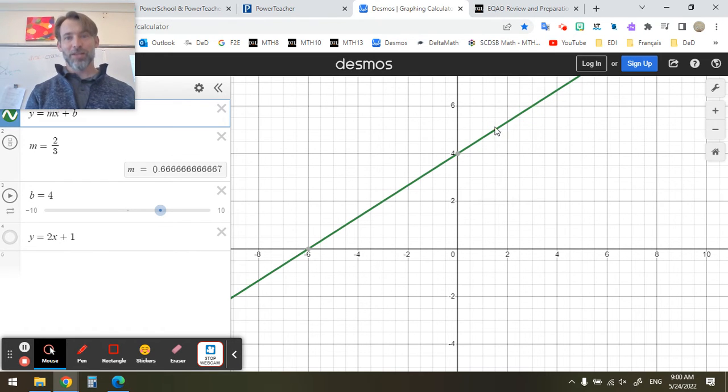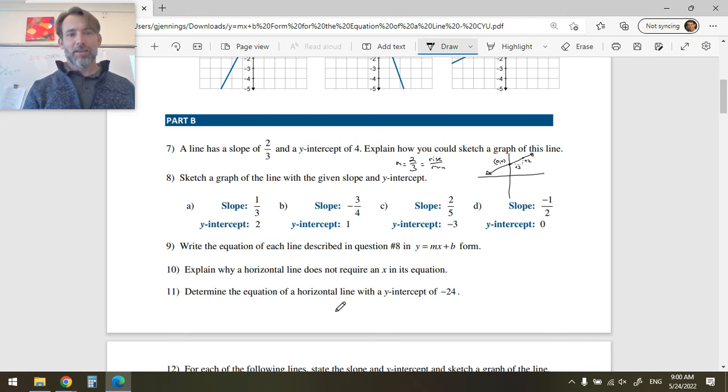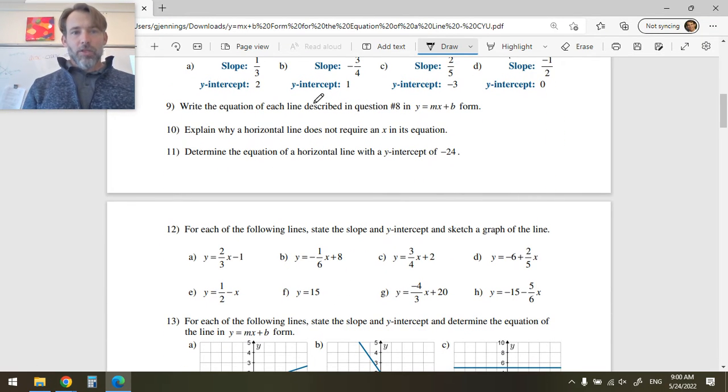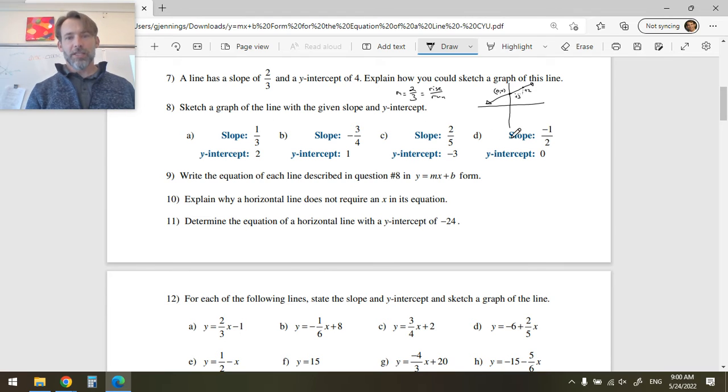So that's how you would do it, and then once I have that point and that point, I can use a ruler to connect those 2 points and draw the line off to infinity in both directions. So absolutely, try many of these and then write the equations of each line and then check them in Desmos to check your work, to make sure that you're solid on this concept.